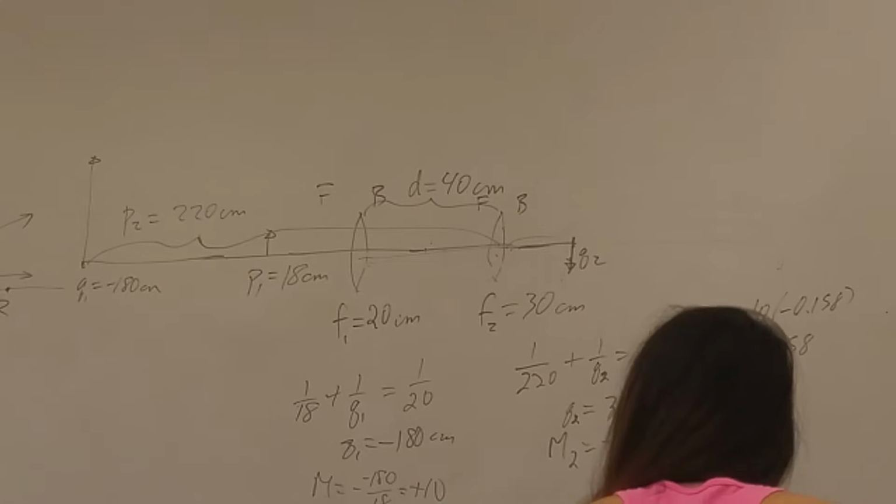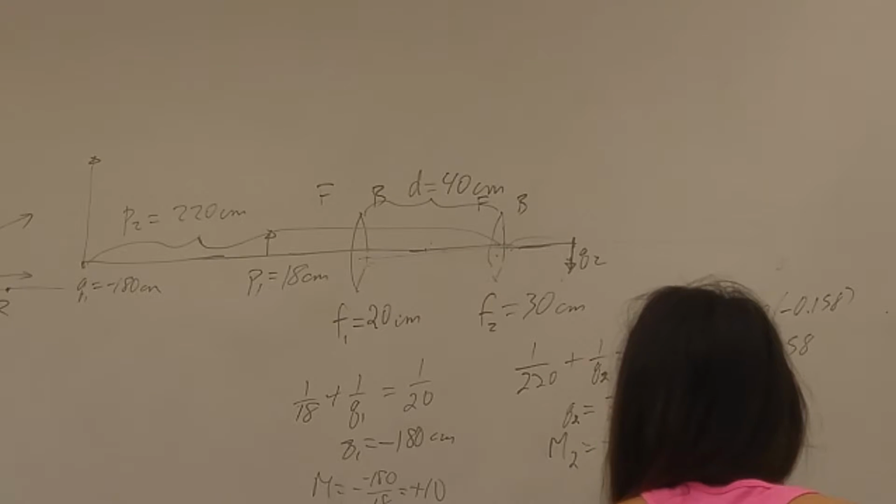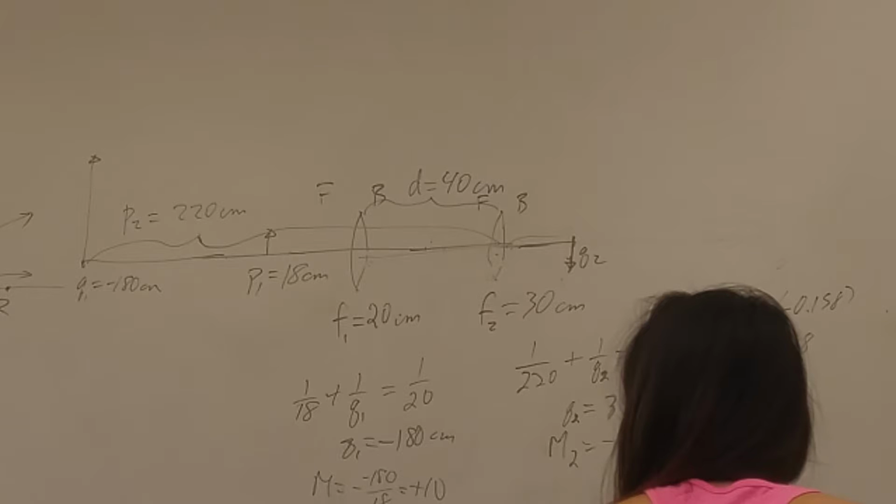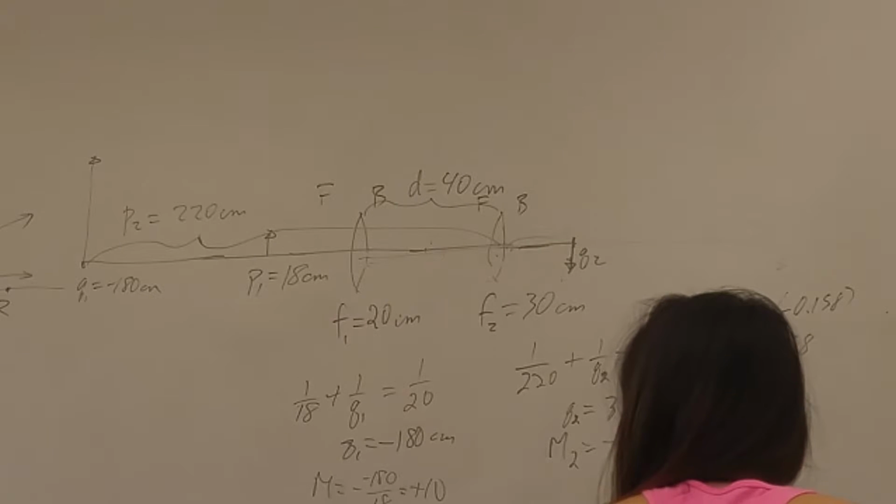So if you've got a double lens system, you're basically going to go through this equation twice. You may or may not need the magnification, depending on whether it's asking you about it. But that's the basic process in all of these double lens type problems.